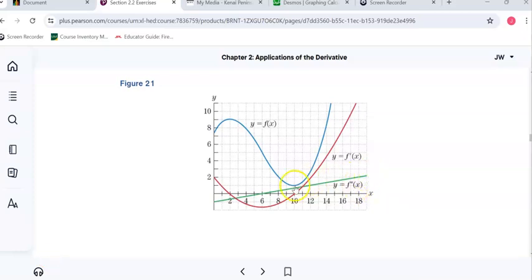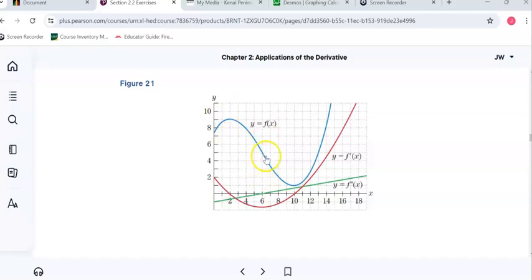I want to talk about the green graph here. So this green graph here is the graph of the second derivative, and the second derivative gives us concavity. So when I look at this right here, see where this 6 is, where this hits the x-axis? This is my inflection point.